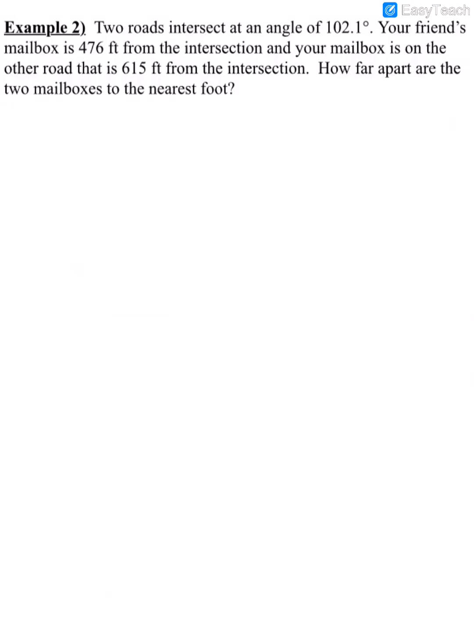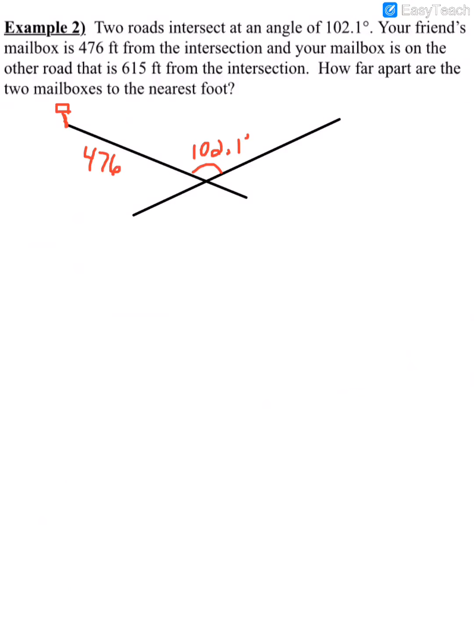Well, first of all, let's picture what they're saying. If this is our intersection, and this is the angle of the intersection, let's say that this is your friend's mailbox right here, and it is 476 feet from the intersection, and your mailbox is 615 feet from the intersection. So the question is, how far apart are the two mailboxes to the nearest foot? Okay, so we're looking for this distance right here.